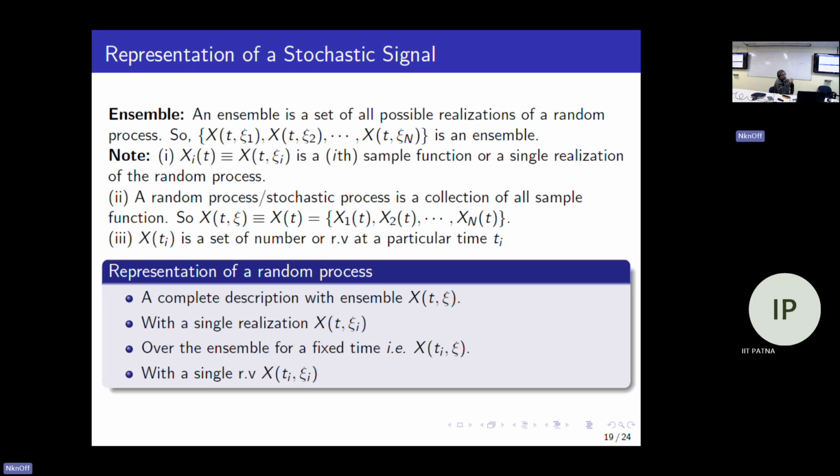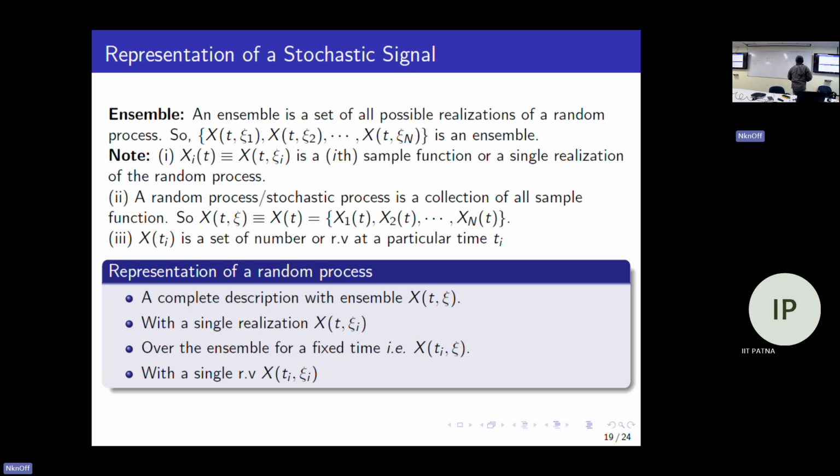So the representation of a random process. Now, the last point: x(ti) is a set of numbers, or random variables, at a particular time ti. Sometimes we write x(ti), so what is the ti? That is another important thing.